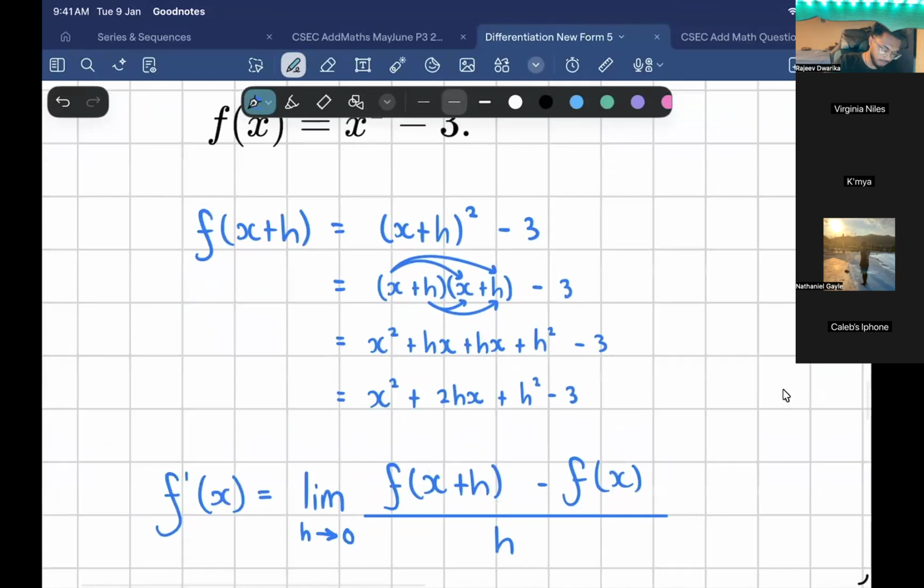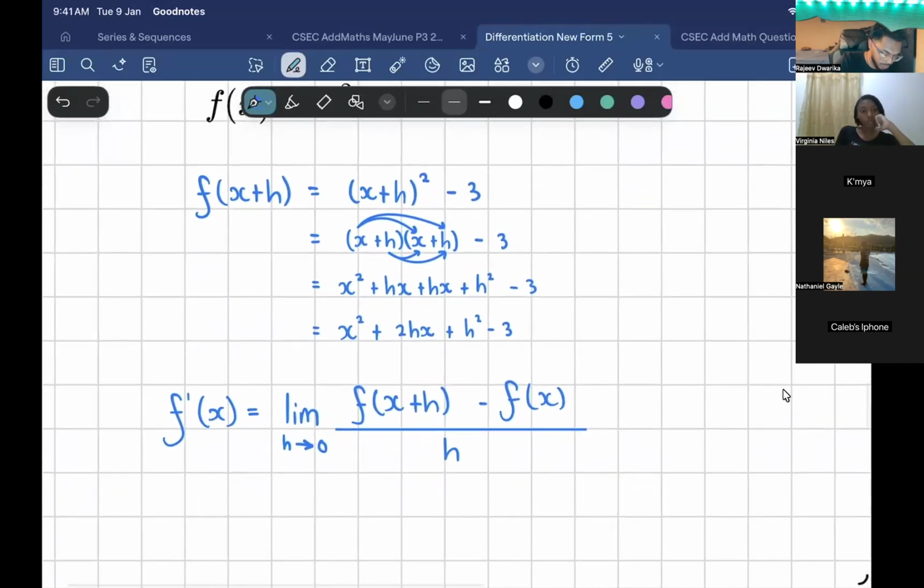Everybody okay with that? Kamaya, Nathaniel, are you okay with that? Up to that point, yes, sir. When I tell you it's the same thing we've been doing, I promise you, as you will see. So, Nathaniel, I just found f of x plus h.